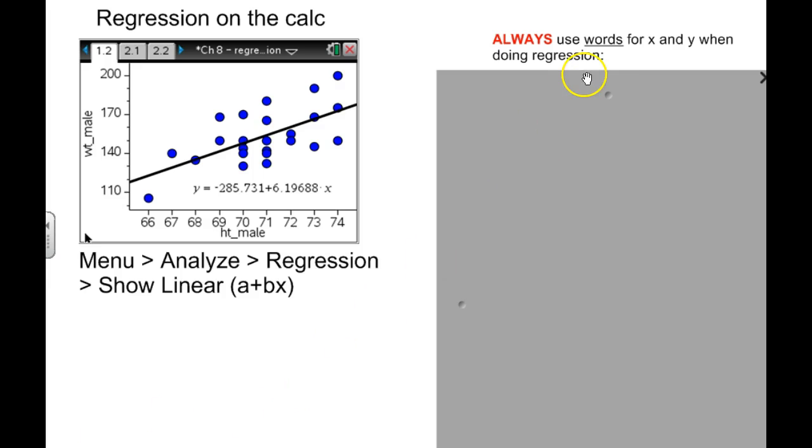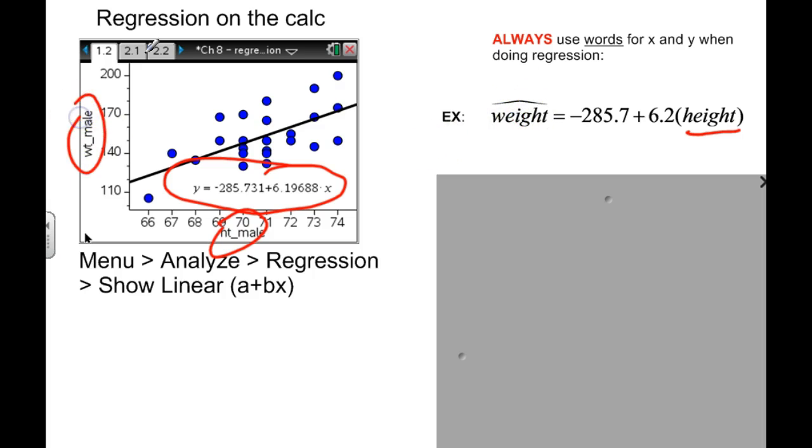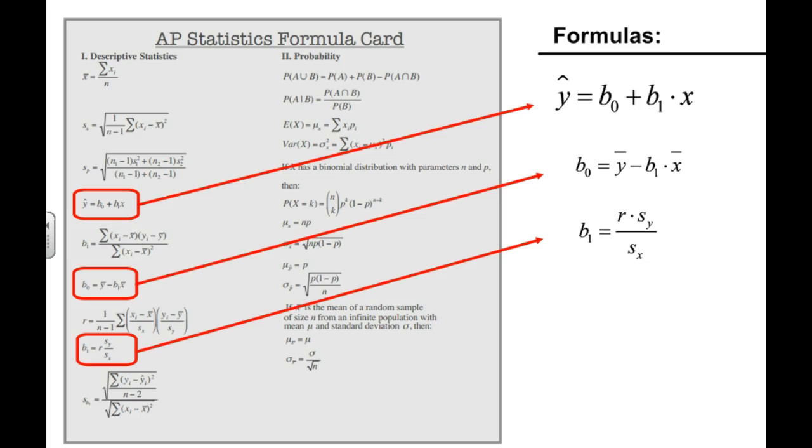And you can do regression on the calculator, but notice something interesting here. This is what the calculator gives us, but we don't write that down. We always use words for x and y when doing regression. So instead of x, we're going to call x what it is. X is the height of the male. Here we're going to call it weight. And notice we have a little hat on top of that. So you just put a little hat on top of your variable there, or you just say in words predicted weight, and that would be okay there. But we always use words as statisticians instead of x and y when we do regression.